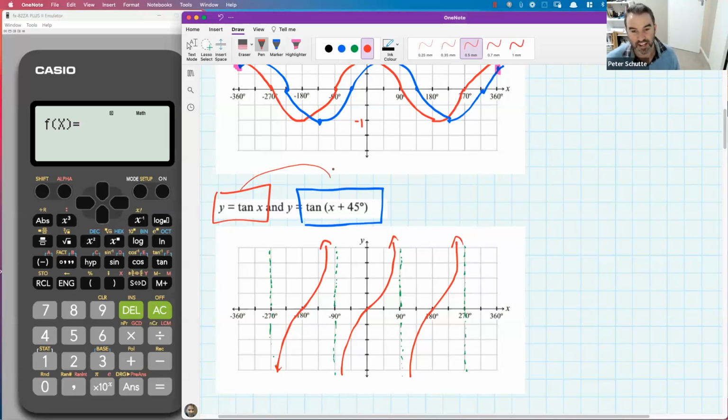Yeah, it shifts it. Actually, I think the x plus 45 will shift it to the left, because it always goes the opposite way around, right? So x plus 45 should shift it to the left. The blue graph moves to the left. Okay, now that's my prediction. Let's just see it on the calculator.